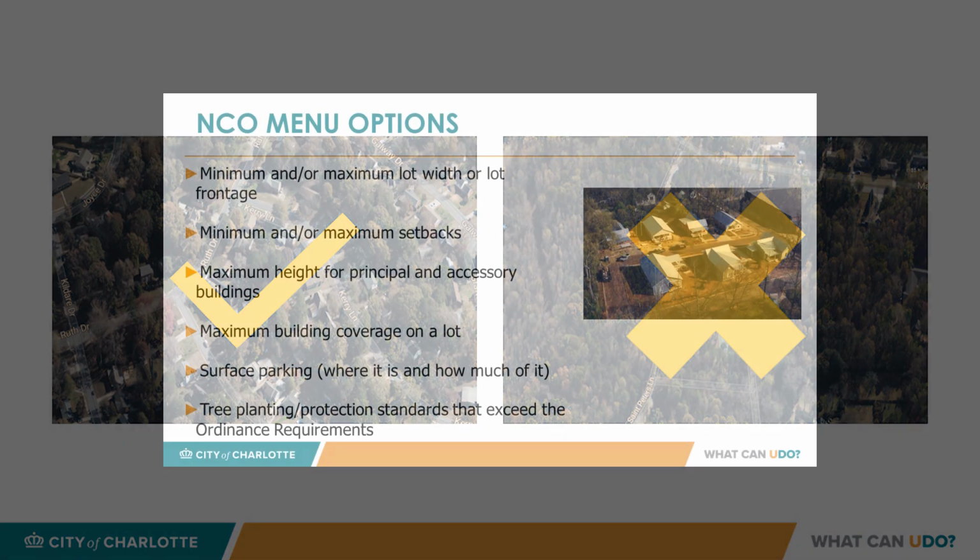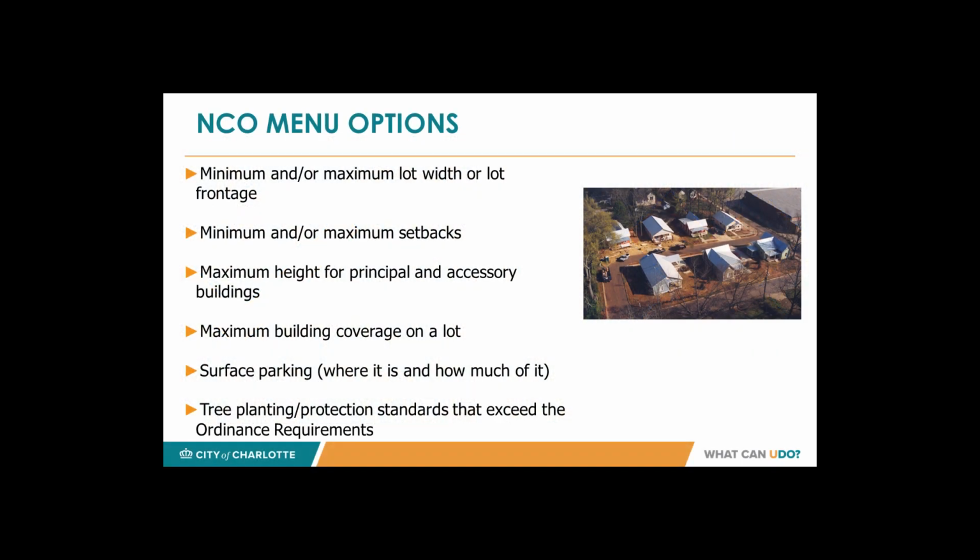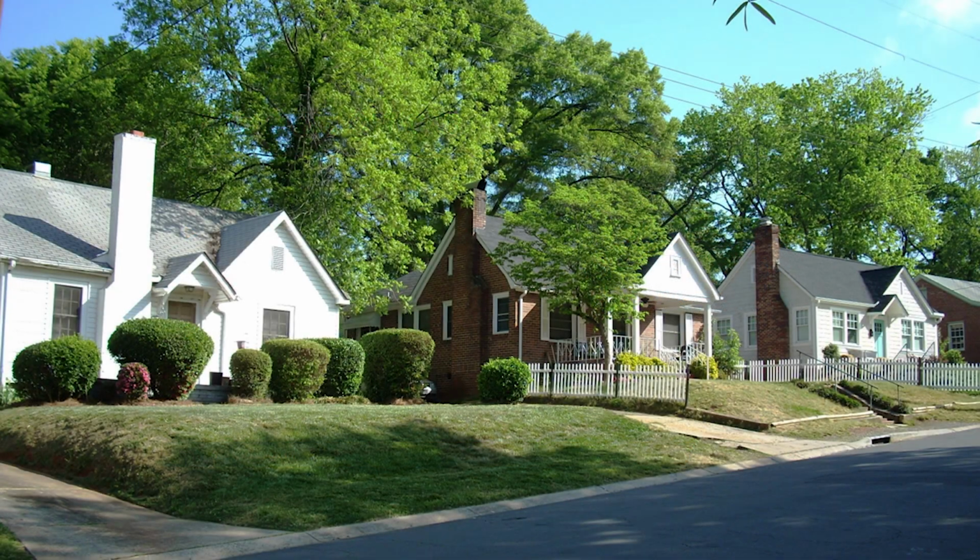How does it work? With the help of city staff, your neighborhood chooses from a menu of elements that include building coverage and height, setbacks, lot width, surface parking size and location, and tree standards. You can choose all, one, or any combination of elements that ensure they are matched for renovations, additions, and new construction. For example, a neighborhood of cottage-style homes may have an average front yard setback of 36 feet and an average building height of 25 feet.